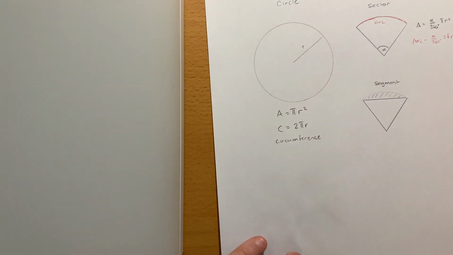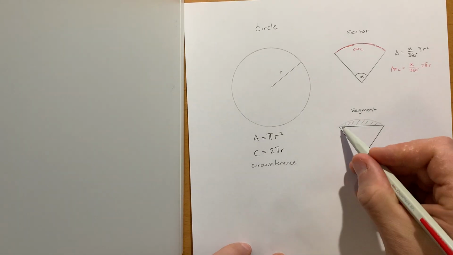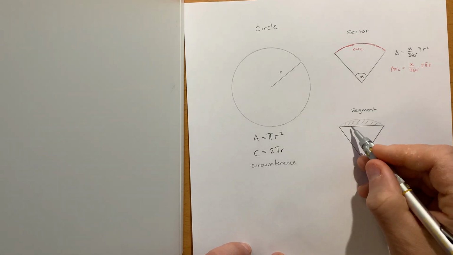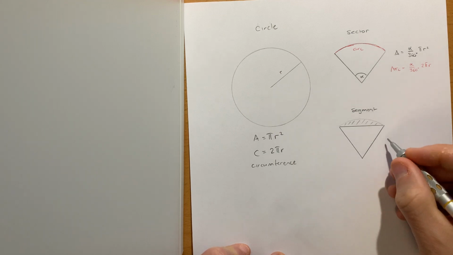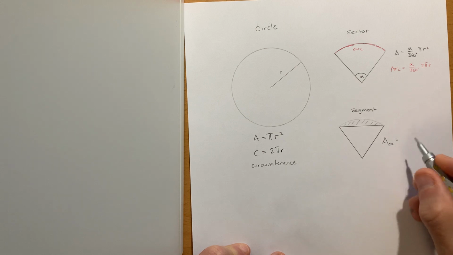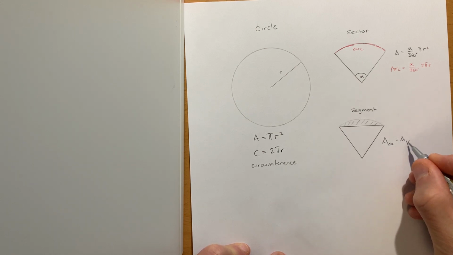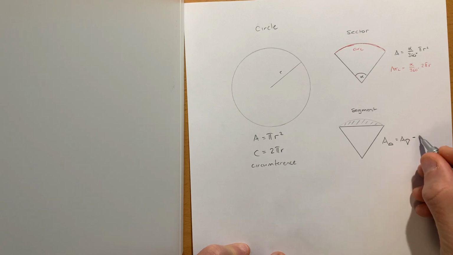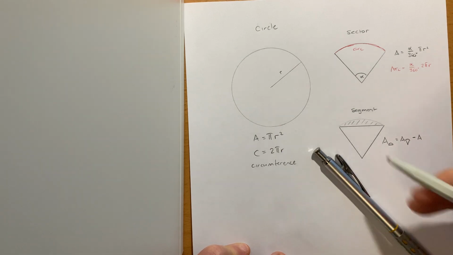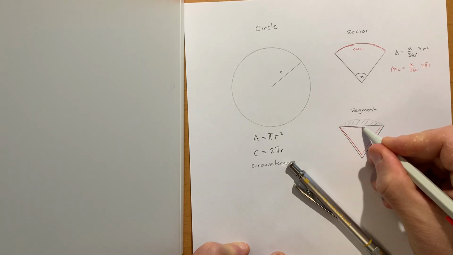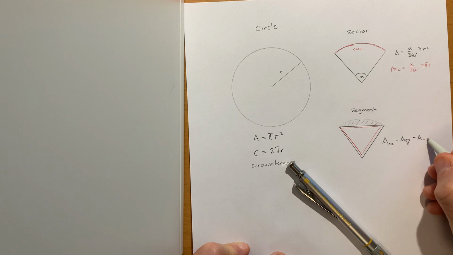Then one last thing. This is what we call a segment. If you wanted to work out the area of a segment, what would you do? Well, the area of this segment is in fact nothing else than the area of the whole sector minus the area of this red triangle. Minus the area of this red triangle.